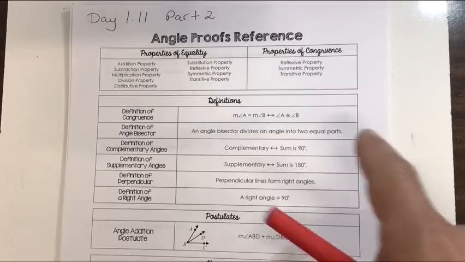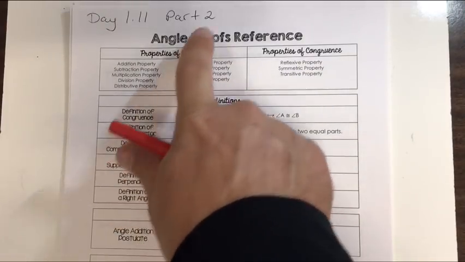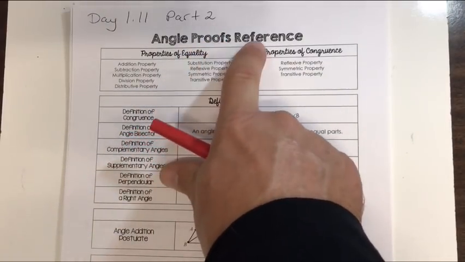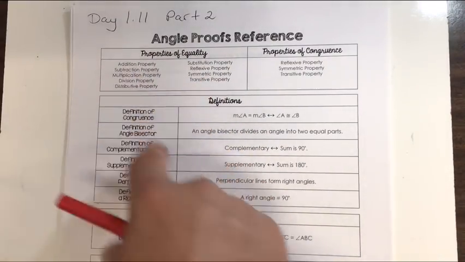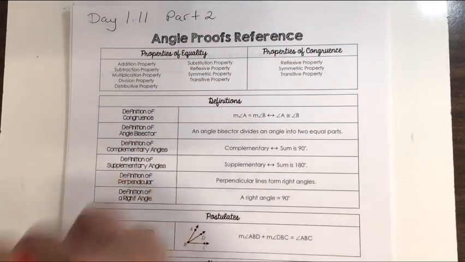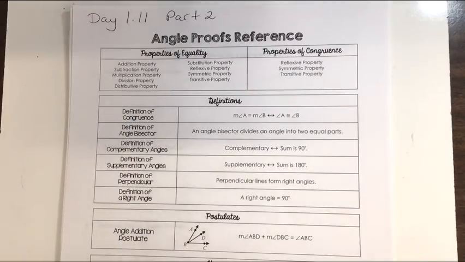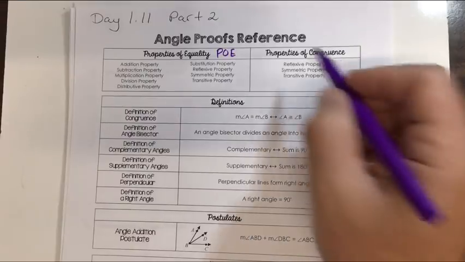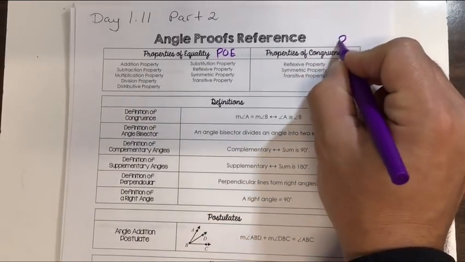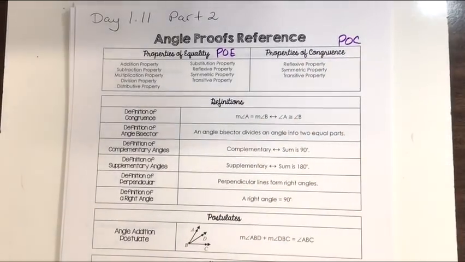All right, and if you turn the page, you'll see we have day 111, part 2, where we're talking about angle proofs. Instead of splitting this into 2 separate days, we do have just a quick little review of our properties of equality again, POE. But then we also have from the previous page those properties of congruence, POC.